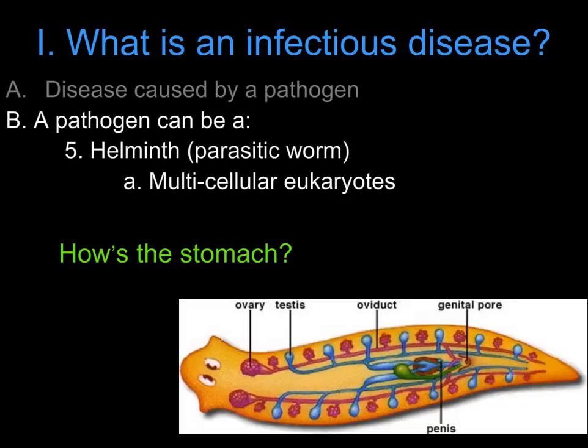Now helminths, when we're looking at them, obviously they are multicellular. You can see them with the naked eye, therefore they must be made up of many cells. They're also eukaryotic, so they're going to have those organelles inside their cells. They're going to have nuclei, etc. They do not have cell walls, because that would limit their movement, so just like other animals, they lack cell walls.